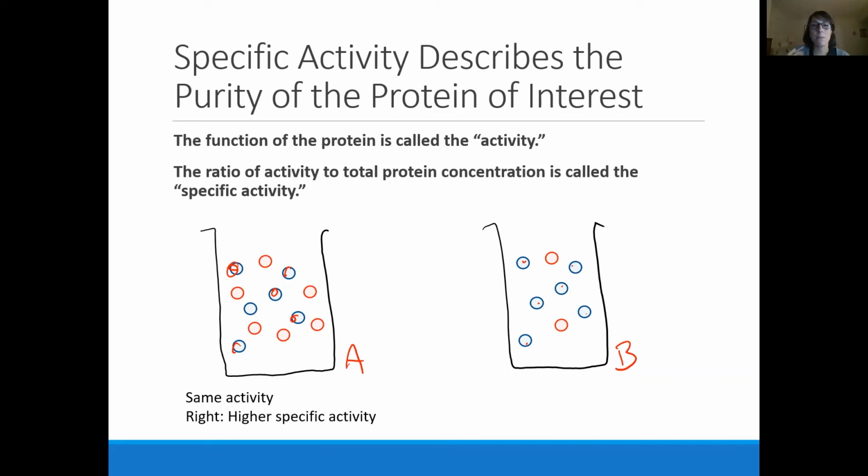But beaker B is more concentrated with the protein of interest, which is the blue protein. That's because there's less other stuff around. So beaker B has a higher specific activity, meaning that per everything else in the beaker, there is more of the protein of interest, the blue protein. So these are what the words activity versus specific activity generally mean.